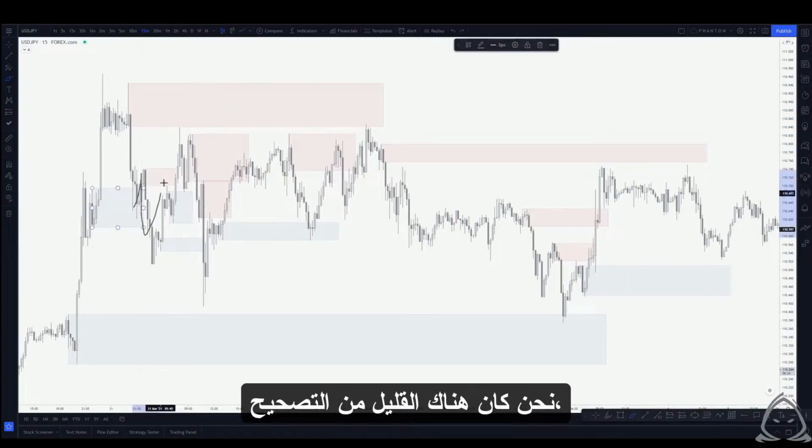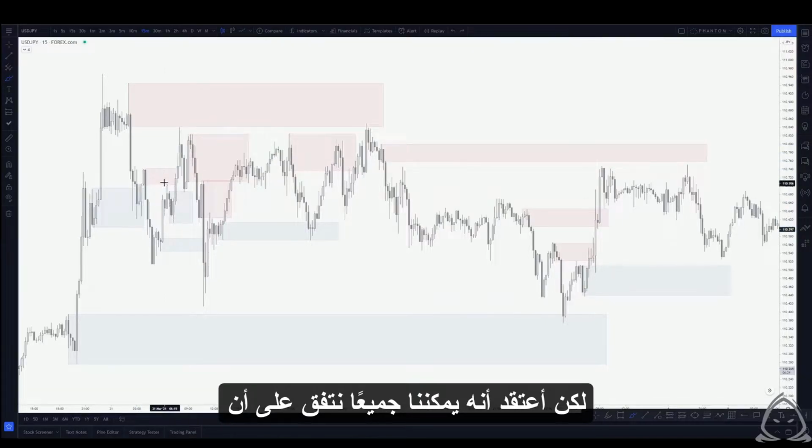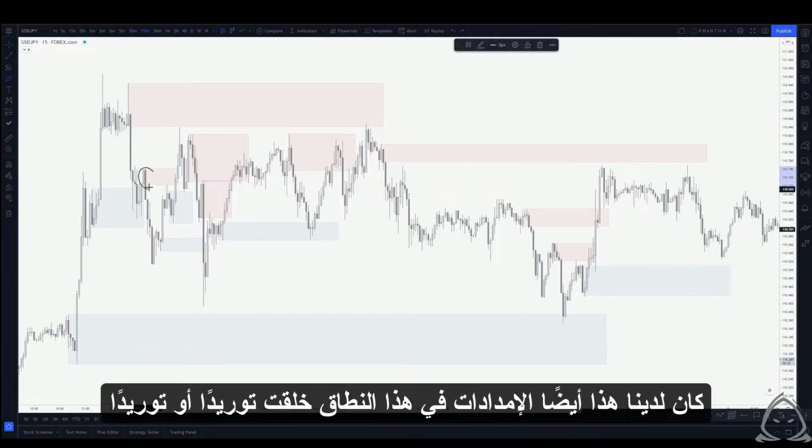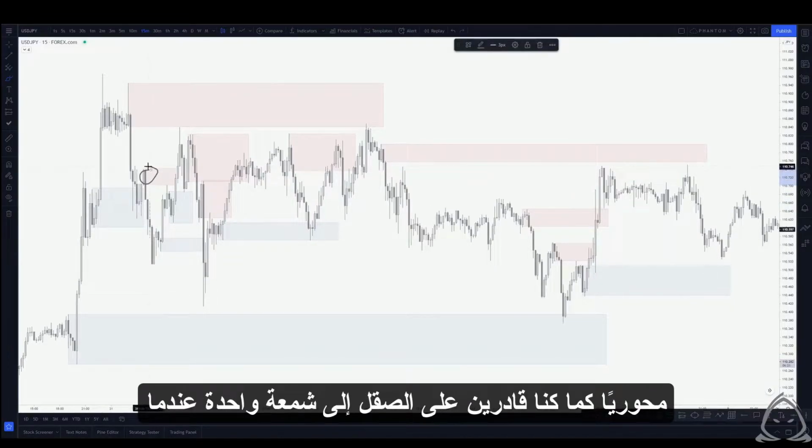We had a little bit of correction, move back in, but I think we can all agree that this was a pretty rapid expansion back into the zone. And what we can see is when we continue down, we also had this supply zone, this range created supply or pivot supply that we've been able to refine to one candle.